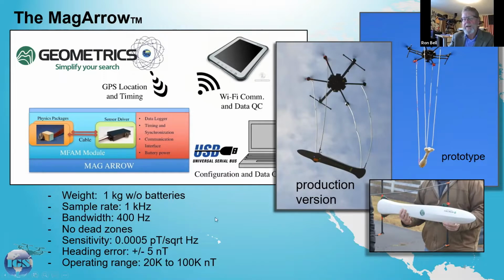Basically it samples at a kilohertz, which is pretty rapid, so a lot of data come off of it. It's pretty sensitive, and it has a pretty broad operating range. Both of these photos show it hanging below the drone. That's the way we're currently using it: we hang it about 10 to 12 feet below the drone so that the electromagnetic noise that comes off the drone itself is not impacting our measurement.